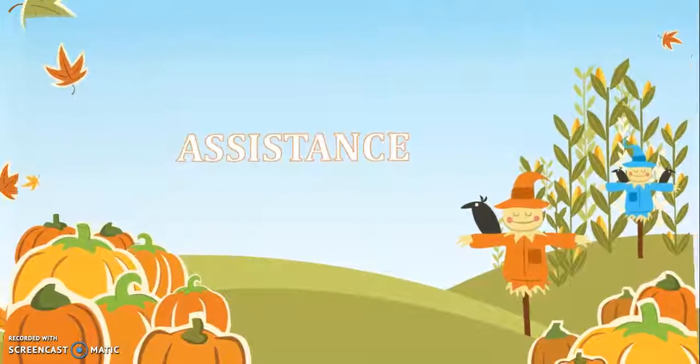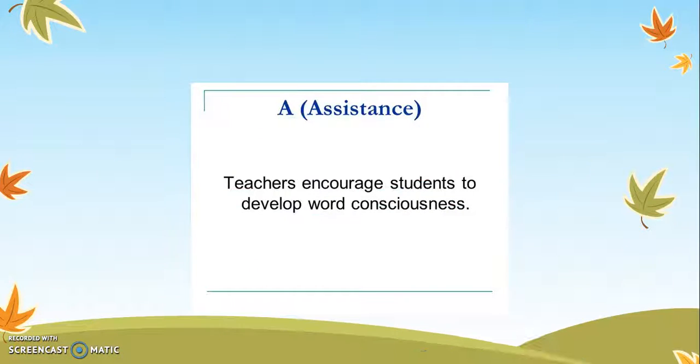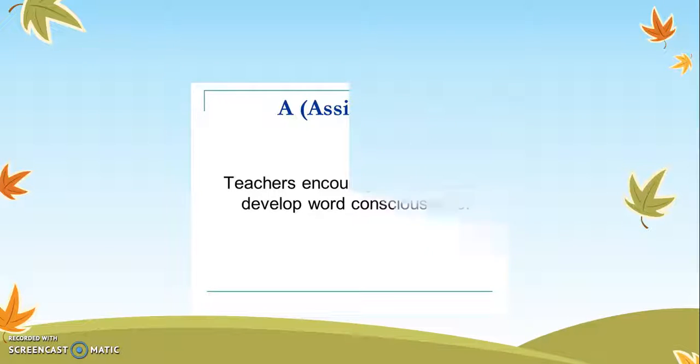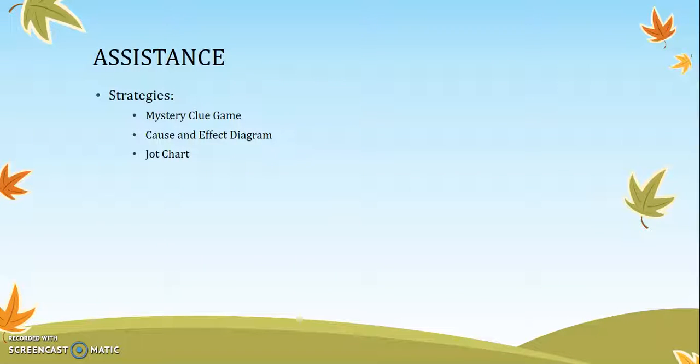So the assistance part is where the teacher is guiding them along with the lesson or the reading choice, and helping them understand the information a lot better. For the assistance, my strategies are the mystery clue game, the cause and effect diagram, and the jot chart.